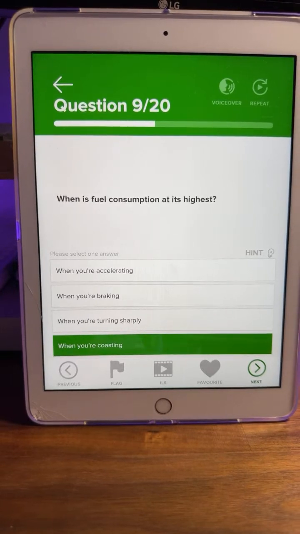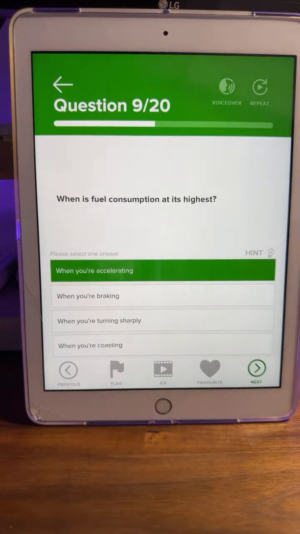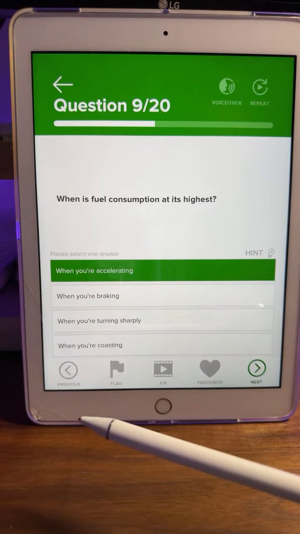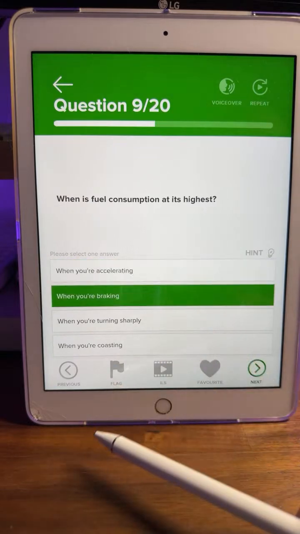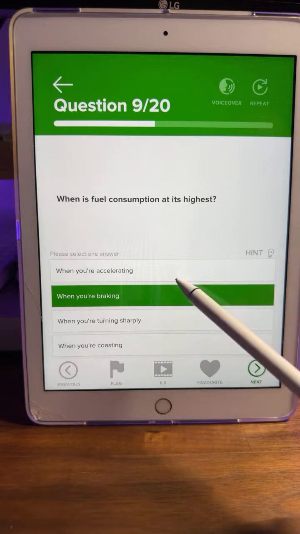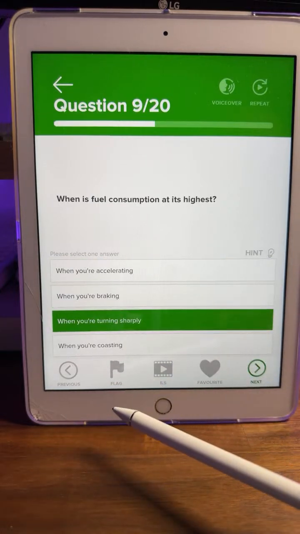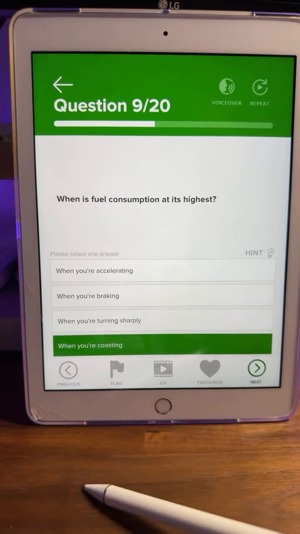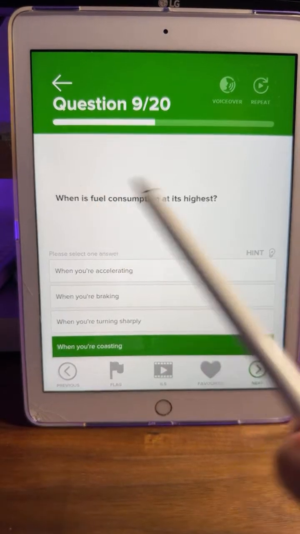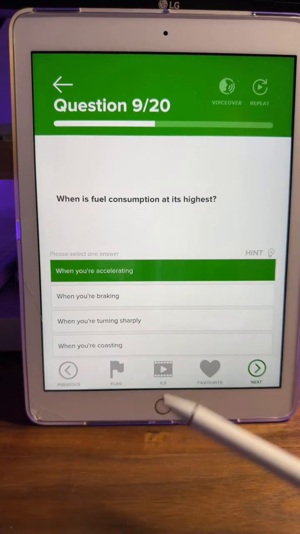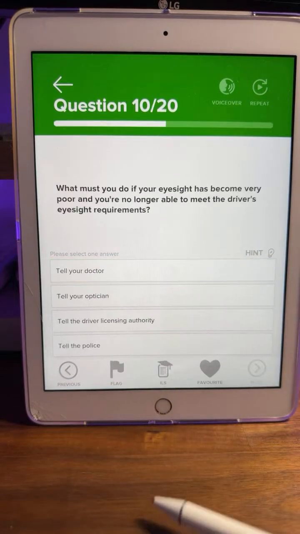Okay, right. When you're accelerating, that's the time that you're going to be using the most fuel. When you're braking, it does still use a little bit of fuel, but nowhere near as much as when you're accelerating. When you're turning sharply, no. When you're coasting, no. When is fuel consumption at the highest? Definitely A, when you're accelerating. Well done, guys.